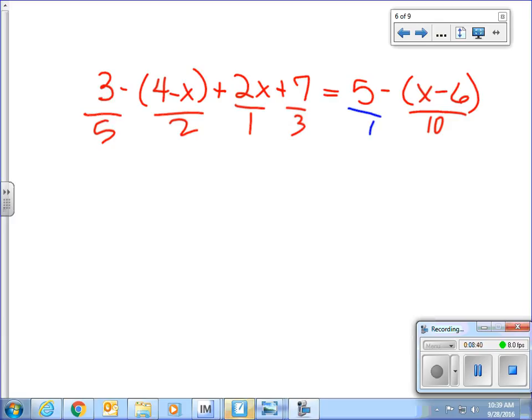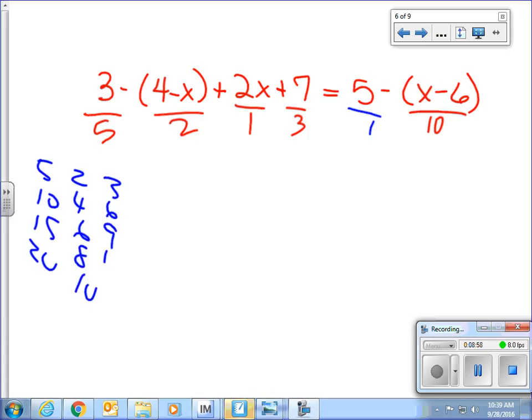How do I get rid of my denominator? Actually, it's not just a common denominator, it's the least common multiple. So I'm looking at 5, 10, 15, 20, same for 2: 2, 4, 6, 8, 10, 3, 6, 9, 12, all the way down. 15 will work for some, but not for all, so I've got to go all the way to 30, because I know this will go to 30, this will go to 30.